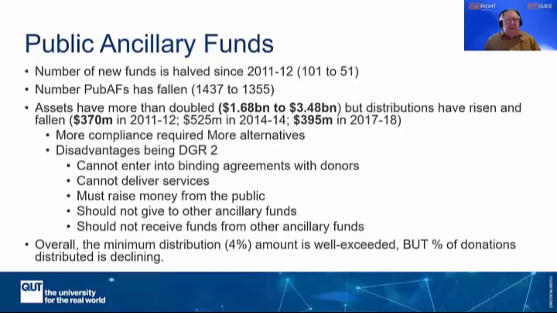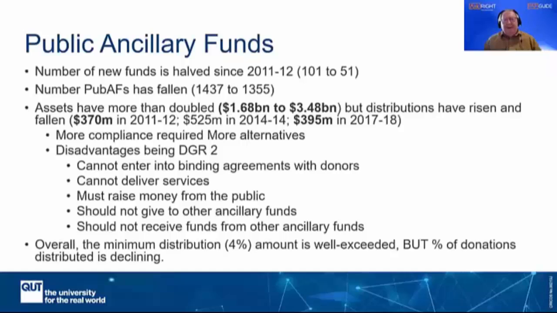Public ancillary funds are more complicated in terms of their regulations than many directors would have thought, and I think the work of the ACNC has been really important in drawing this to people's attention. But there are alternatives, as Gerlinde has mentioned, to public ancillary funds. There are also disadvantages. Public ancillary funds, being a DGR item 2, have some really important limitations. They can't enter into binding agreements with donors. They can't deliver services. They have to raise money from the public. They're not permitted to give to other ancillary funds, although there seems little consequence if they do. And therefore they shouldn't receive funds from other ancillary funds, but there's no penalty if they do so.